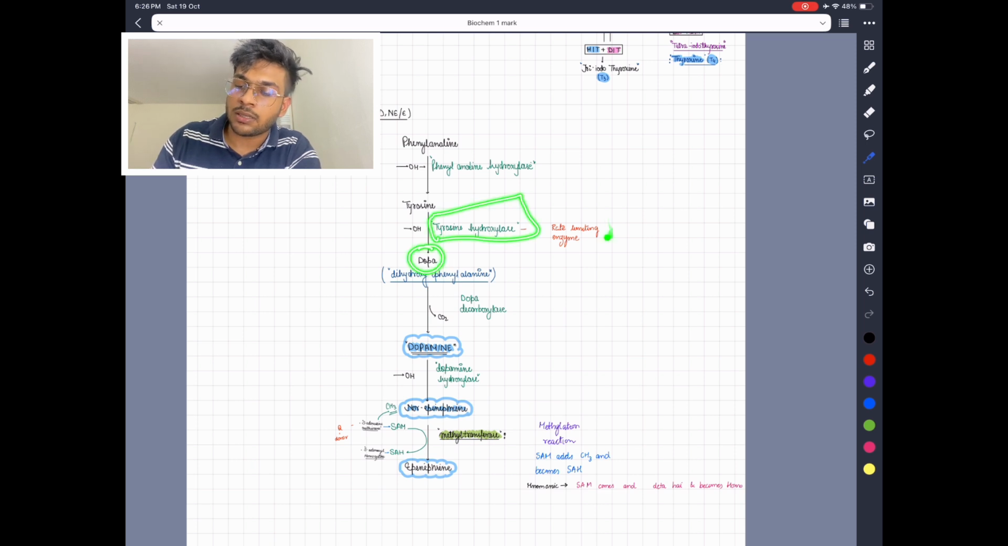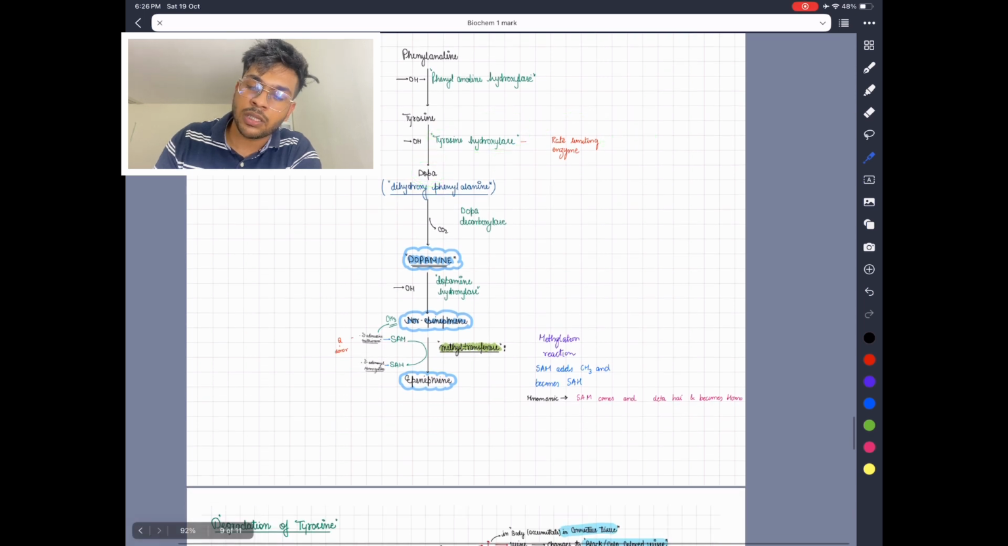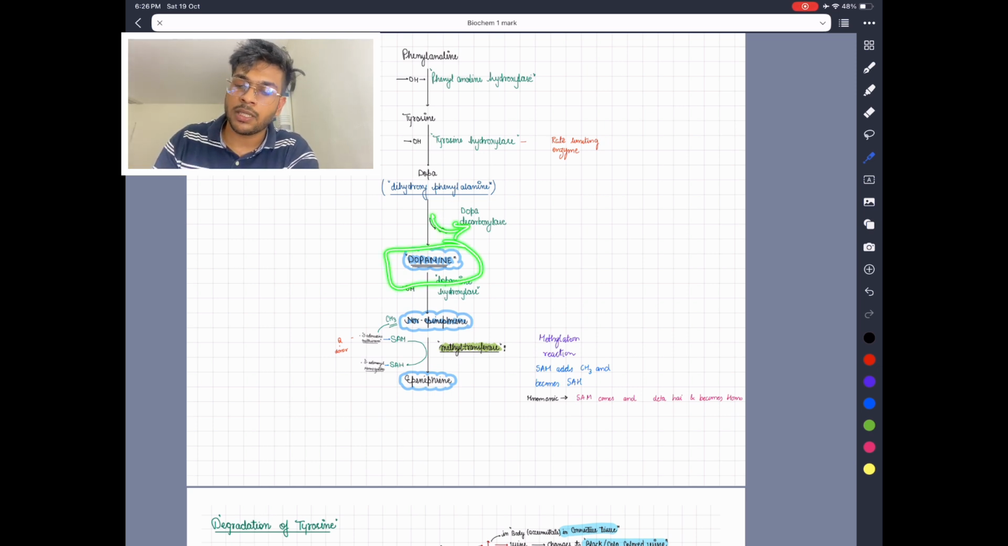This particular enzyme is a rate limiting enzyme. A question can potentially be asked, what is the rate limiting enzyme over here? Then it uses decarboxylase. Decarboxylase, D means remove, so carbon will go out and it will form dopamine. Now we just have to make norepinephrine and epinephrine.